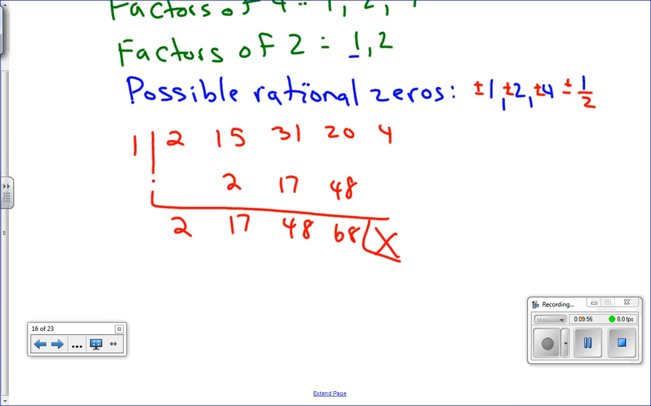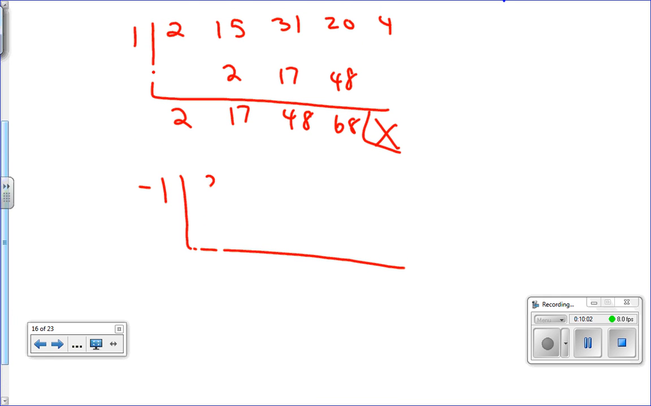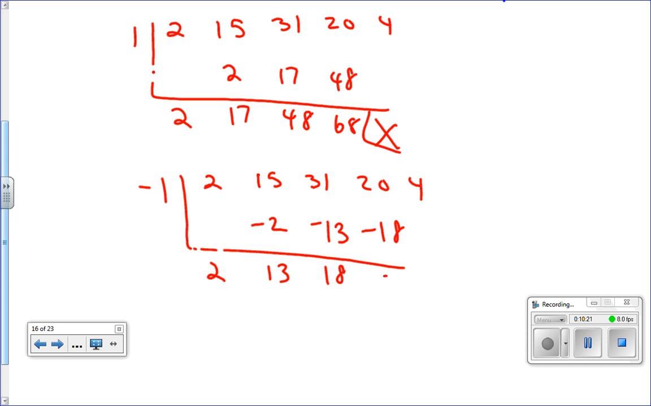Let's try another one, negative 1. See if negative 1 is a 0. Let's see. Negative 2, 13. Unless this is 18. Negative 18. Oh, look at, no, it's not going to work out. We get negative 2, not a remainder of 0.